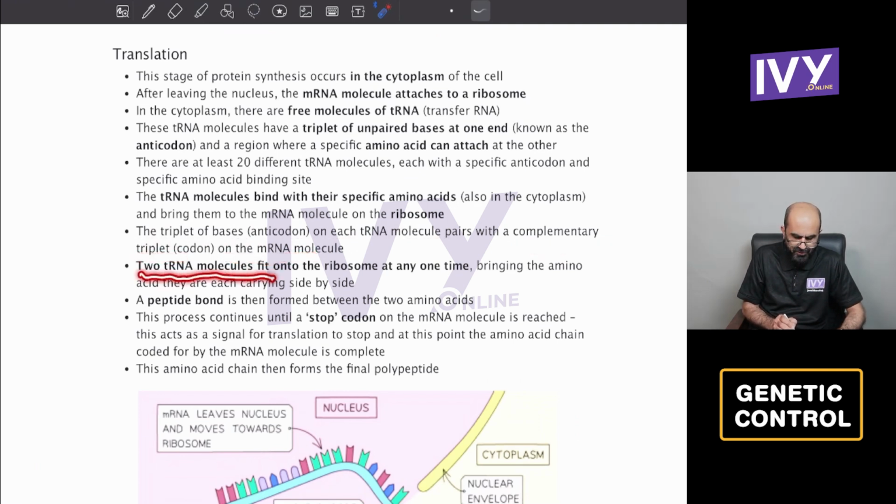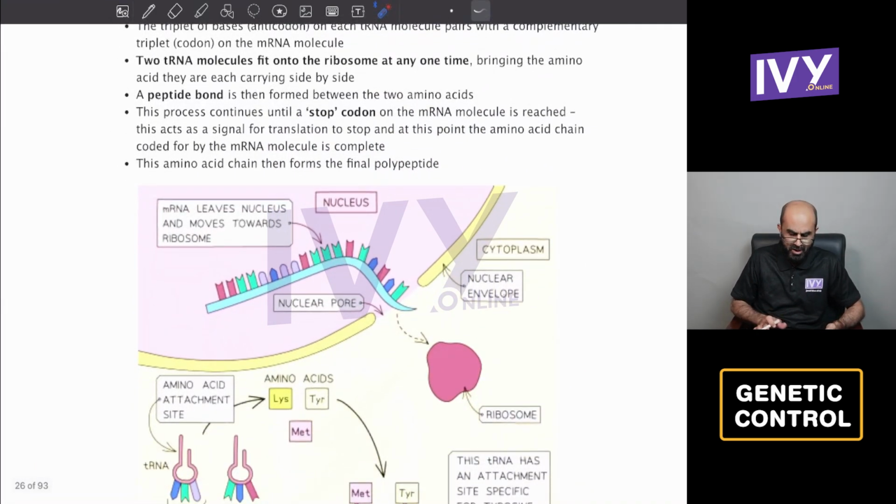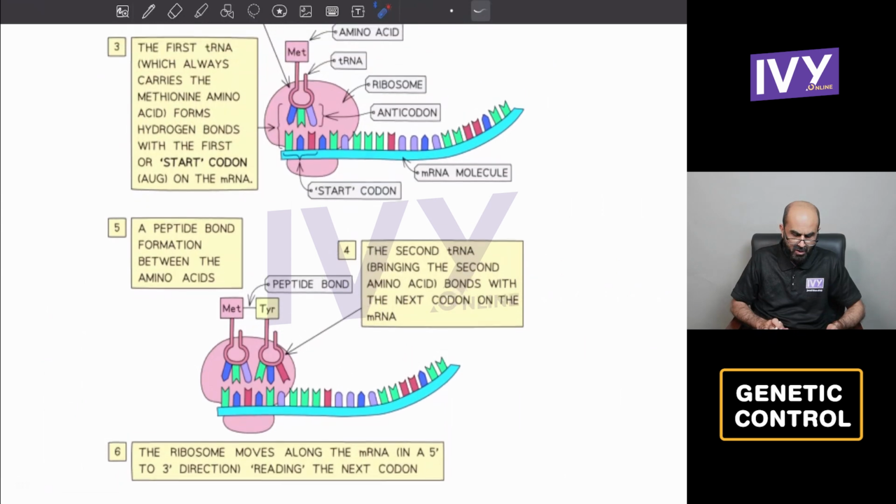2 tRNA molecules fit onto the ribosomes at any one time, bringing the amino acids they are each carrying side by side. A peptide bond is then formed between the 2 amino acid molecules. This process continues until a stop codon on the messenger RNA molecule is reached. This acts as a signal for translation to stop, and at this point the amino acid chain coded for by the messenger RNA molecule is complete. This amino acid chain then forms the final polypeptide, and that's the end of the story, which I told you, of what's going on in the entire process.